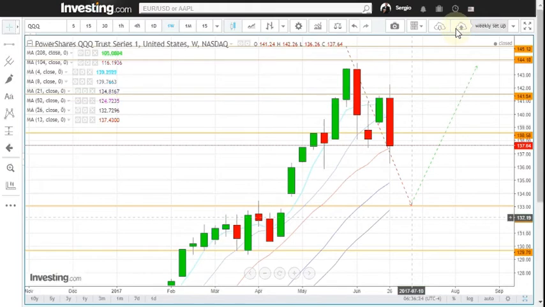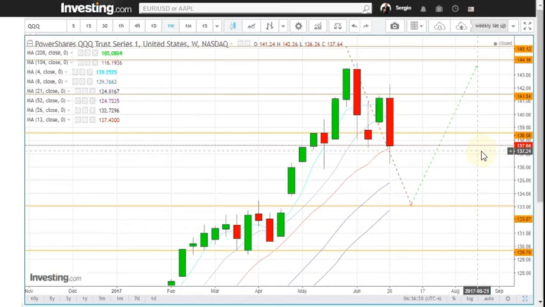That's all the probabilities for your Nasdaq, the index, and for the ETF.